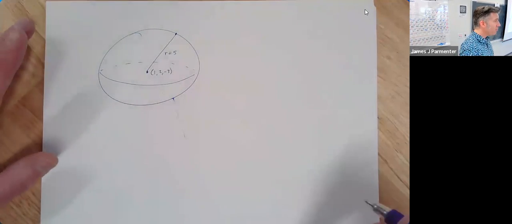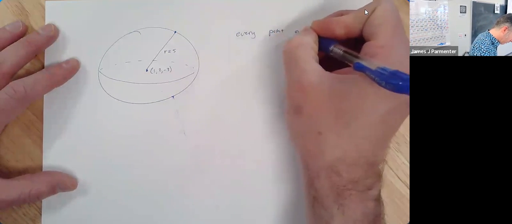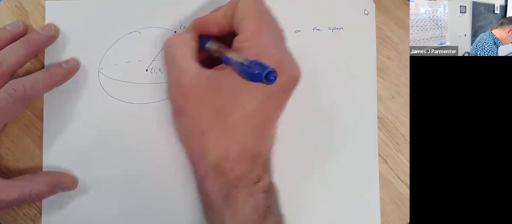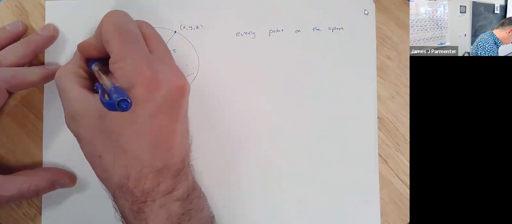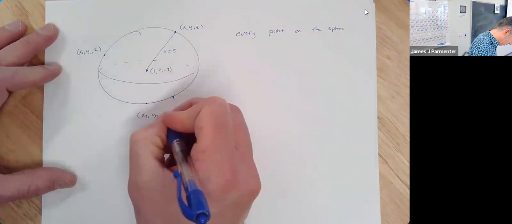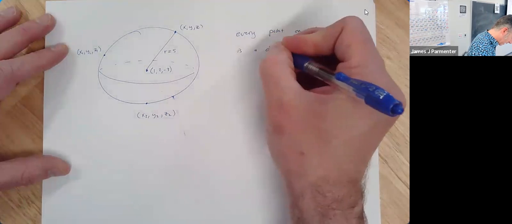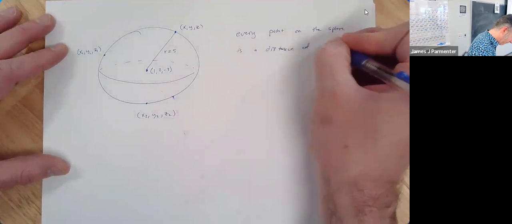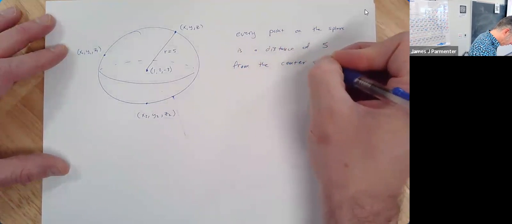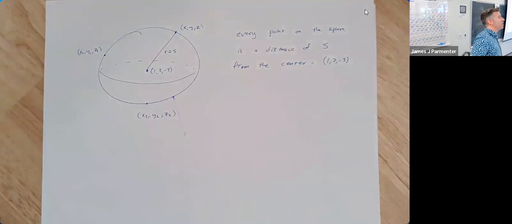So that means every point on the sphere, this point here, x, y, z, this point over here, x1, y1, z1, this point over here, x2, y2, z2, any of the infinite number of points on the sphere is a distance of 5 from the center, which is 1, 2, -3. Is that 1, 2, -3 at the baseline? No, just a made up point. We could have picked anything.